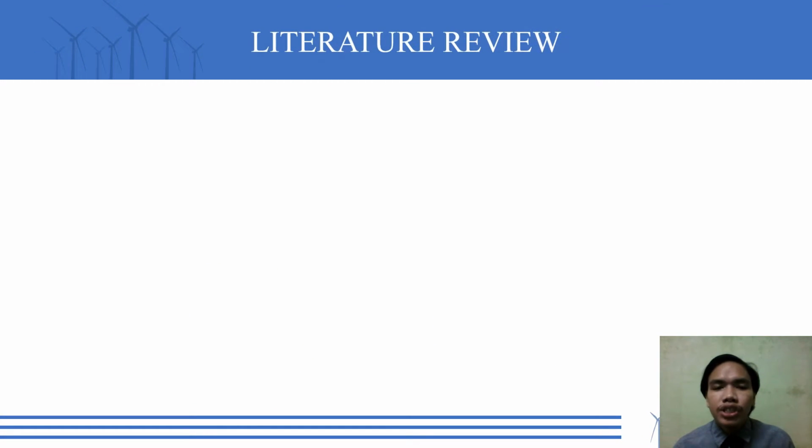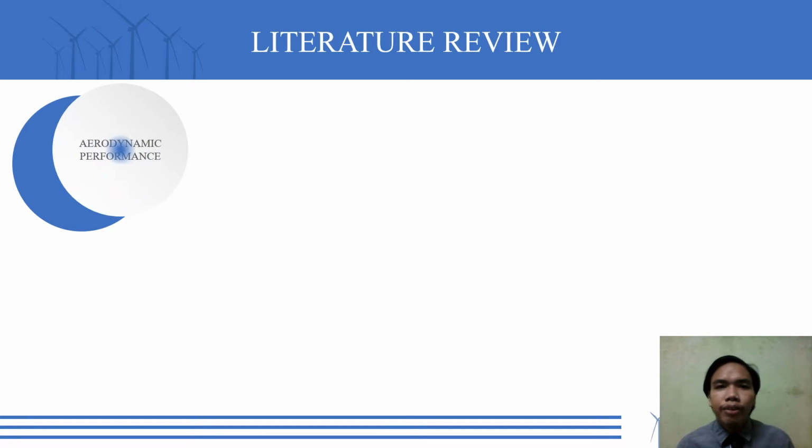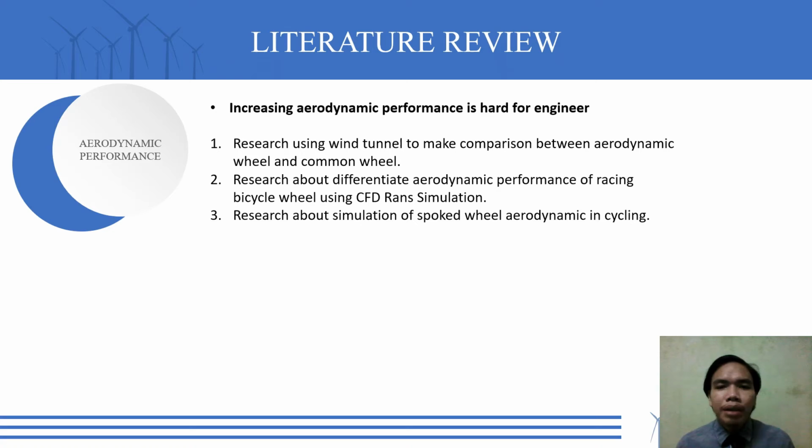Next, we move to the literature review. The first one is aerodynamic performance. Increasing the aerodynamic performance of a racing bicycle is a big problem in engineering studies. 70 to 90% of drag losses came from aerodynamic drag. The first research used a wind tunnel to compare an aerodynamic wheel and a common wheel. They found a huge decrease in axial drag force for the aerodynamic wheel. The second research differentiates the aerodynamic performance of racing bicycle wheels using CFD simulation. The last research is about simulation of sprocket wheel aerodynamics in cycling.